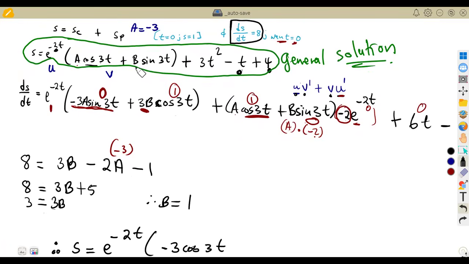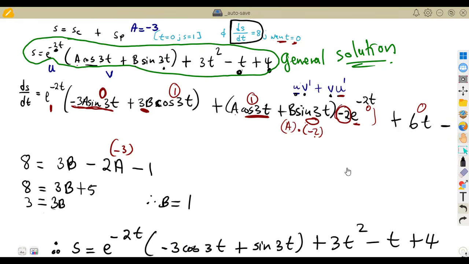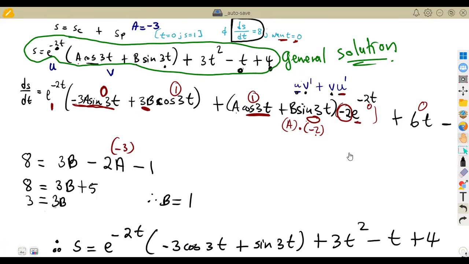plus B. B is a 1, so it's going to be plus 1 sine 3t. Plus 1 sine 3t here. The rest remains as it is. There's nothing that you're going to substitute there. We do not have A, B there, so it's going to remain as it is. 3t squared minus t plus a 4, like that. So this is what we are going to have at the end.